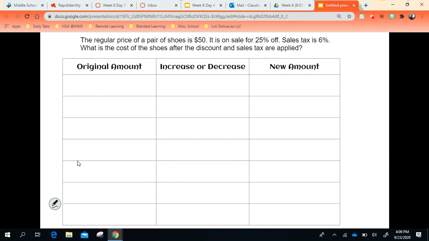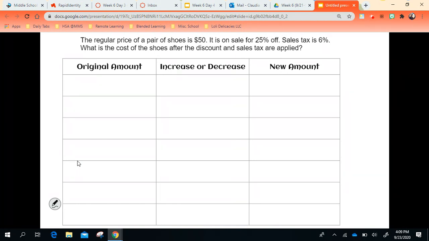So it says the regular price of a pair of shoes is $50. It is on sale for 25% off. Sales tax is 6%. What is the cost of the shoes after the discount and the sales tax are applied?